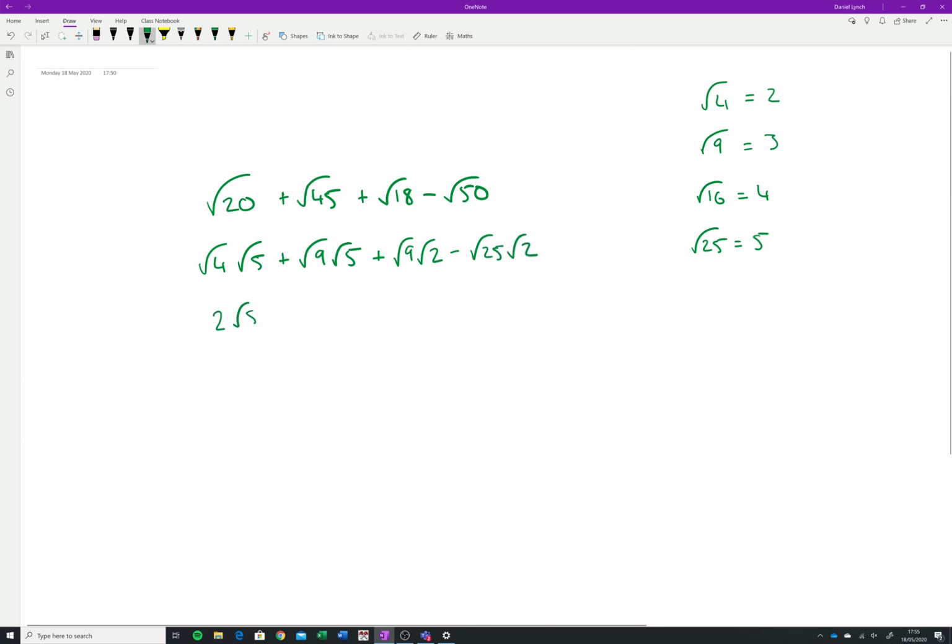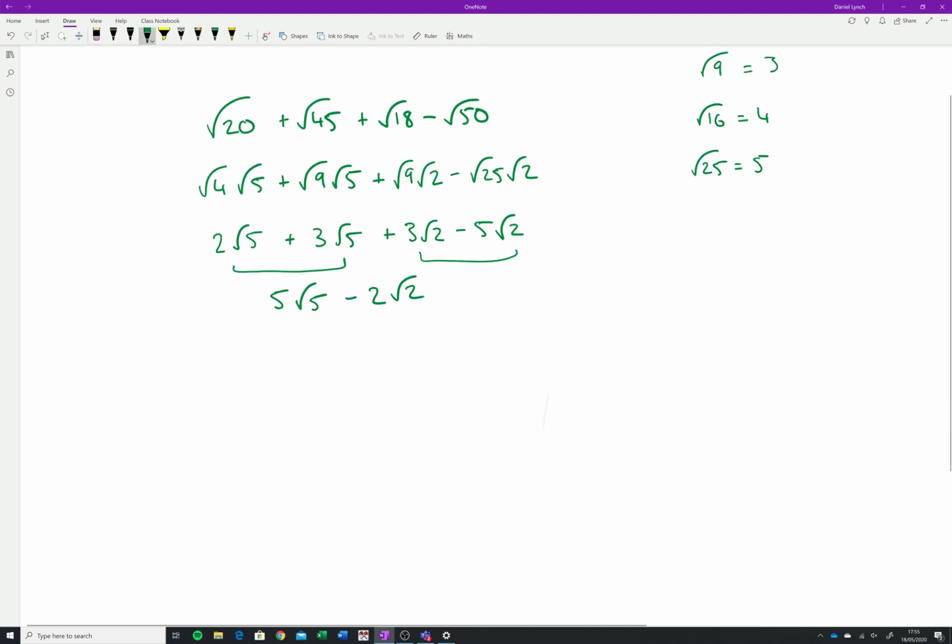So here we have 2 root 5s added to 3 root 5s, added to 3 root 2s, take away 5 root 2s. Well, if you have 2 root 5s and 3 root 5s, you've got 5 root 5s. And if you have 3 root 2s and you take away 5 root 2s, you have minus 2 root 2s. Sorry, I meant to say root 5, I was jumping ahead. And from here, there's nothing more you can say. This isn't 3 of anything in particular. You just have 5 root 5 minus 2 root 2. It's kind of like having 5x minus 2y. You wouldn't call it 3 blah or anything like that. You just say that that is what you have.